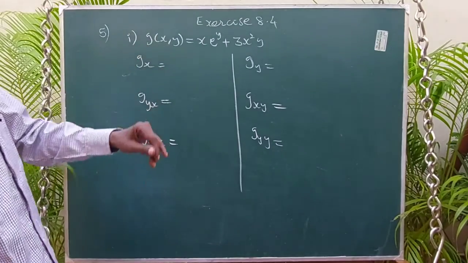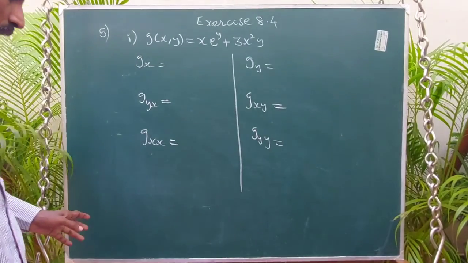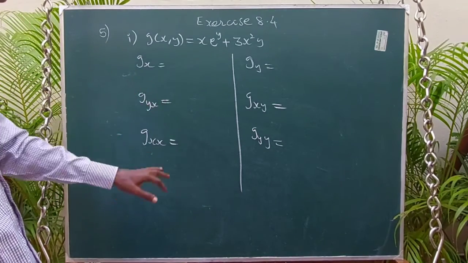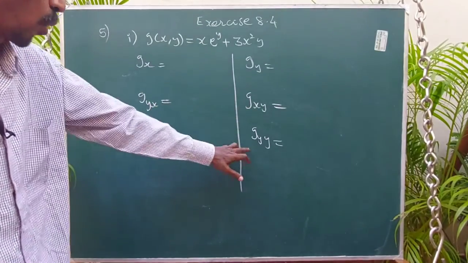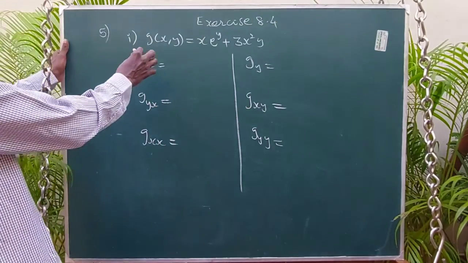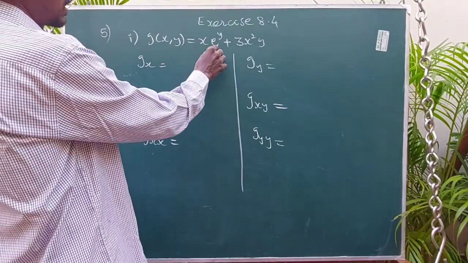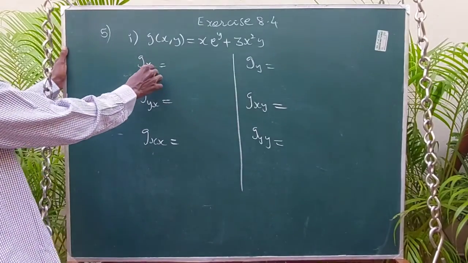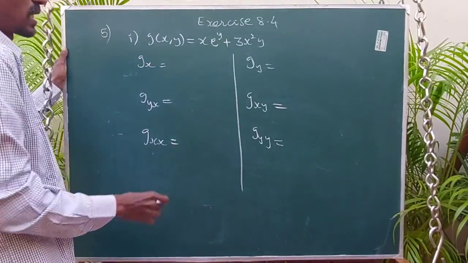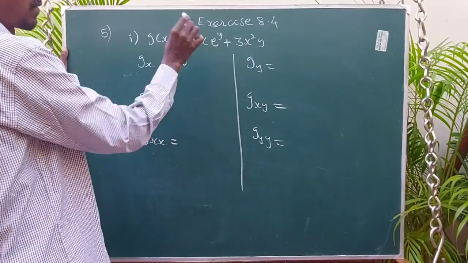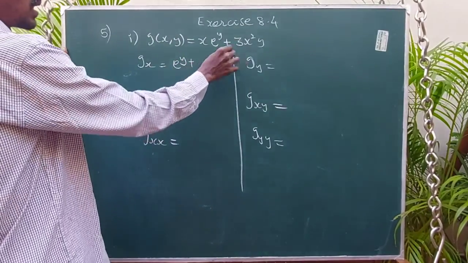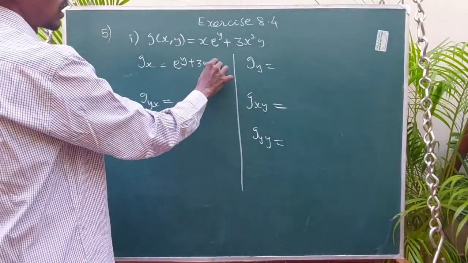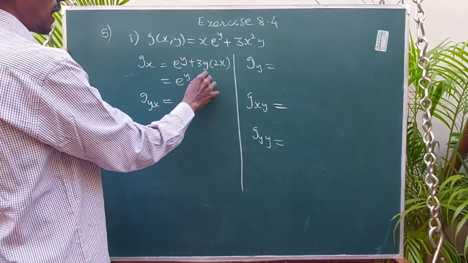Question number 5 in the exercise 8.4. For each of the following functions, find g of x, g of xy, g of xx, g of yx and g of yy. The first subdivision: g of x, y is given as x into e power y plus 3x square y. So first with respect to x, g of x, imagine y as constant. So e power y is a constant, differentiation of x is 1. And here 3y is a constant, differentiation of x square is 2x. So 3y into 2x.